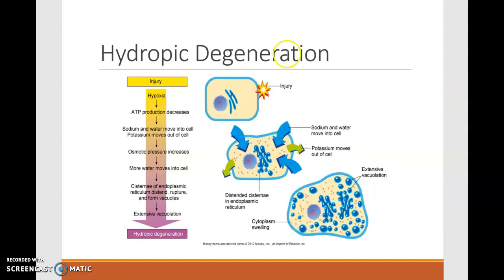Hydropic degeneration is when you have injury. On the left-hand side is a really good throughput of hydropic degeneration. Injury, that hypoxia, ATP production decreases. This is the energy of the cell. Sodium and water move into the cell, and then potassium moves out of the cell. And so then you have osmotic pressure increase, so more water comes into the cell, it's getting larger and larger, and then you have extensive vacuolation. That's the step-by-step of hydropic degeneration, which causes permanent damage to the cell because eventually it will lyse.